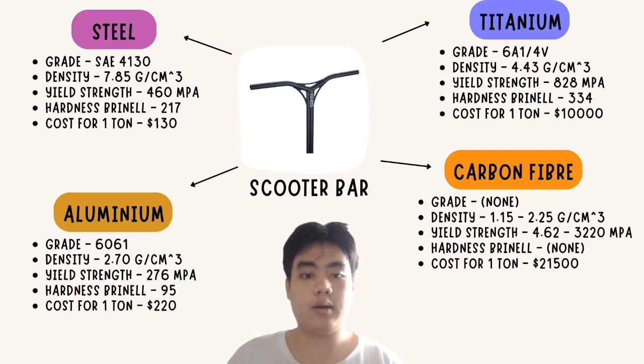Next is Titanium 6Al-4V. Known for its strength, titanium has a density of 4.43 gram per centimeter cube, a remarkable yield strength of 828 megapascal, and a Brinell hardness of 334. However, it's a premium option at $10,000 per ton.